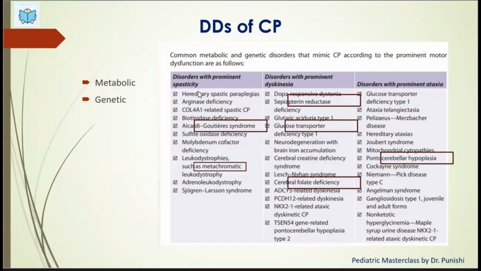In somebody presenting with spasticity, it could be Aicardi-Goutières syndrome or leukodystrophies, metachromatic or adrenoleukodystrophies. Those with prominent dyskinesias could be because of DOPA-responsive dystonia, or you can have folate deficiency or Leigh syndrome. Disorders with predominant ataxia could be pontocerebellar syndromes or mitochondrial encephalopathies, mitochondrial cytopathies, etc. You don't really have to know all of this, but it's important to know that there are certain metabolic and genetic conditions which present with motor involvement and can mimic cerebral palsy.